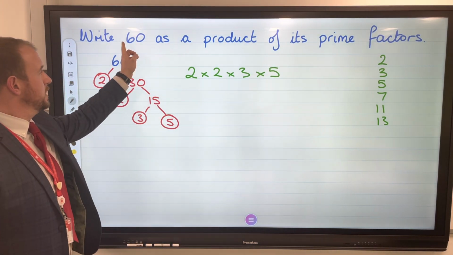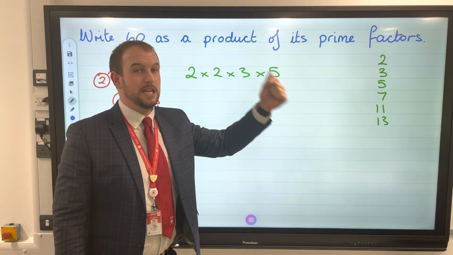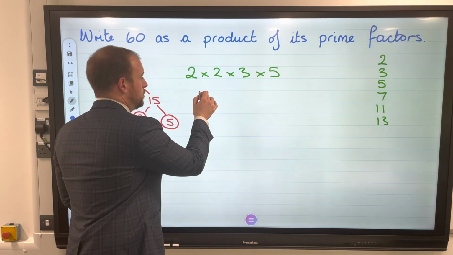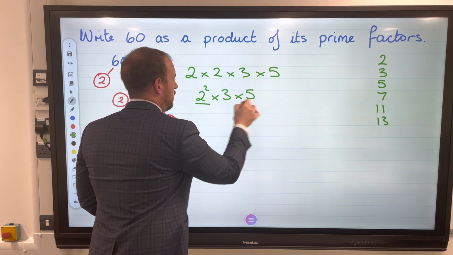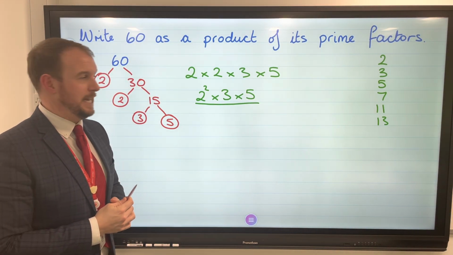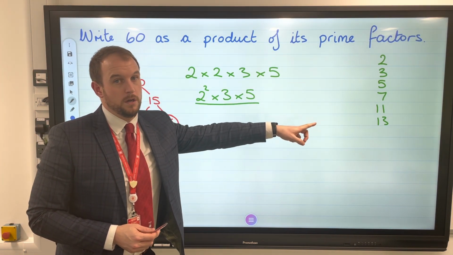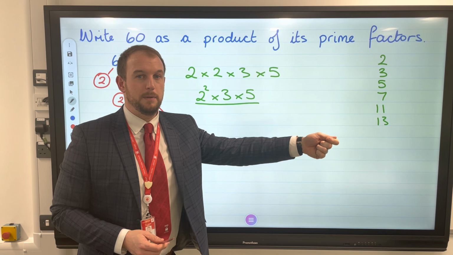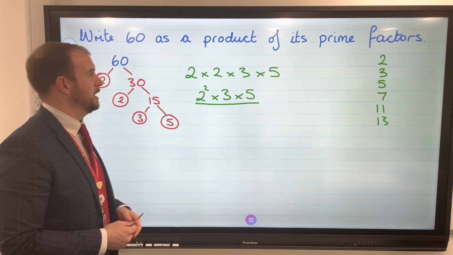So I have now written 60 as a product of its prime factors, but let's now put it into index form or index notation. 2 times 2 is also known as 2 squared, times 3 times 5. And that is the product of prime factors of 60 written in index form. These are my prime numbers. You need to make sure you know those. When you're practicing, it's nice to write them down, but once you start getting into it, turn that little piece of paper over. You need to know your prime numbers fluently to get ready for the exam.